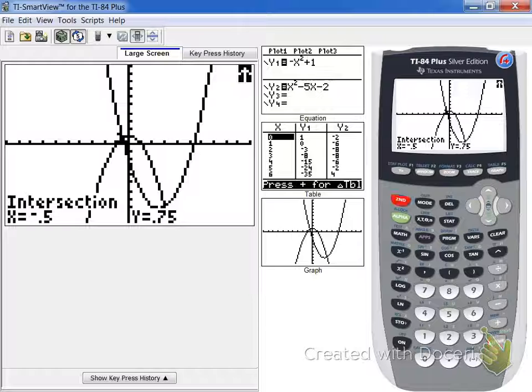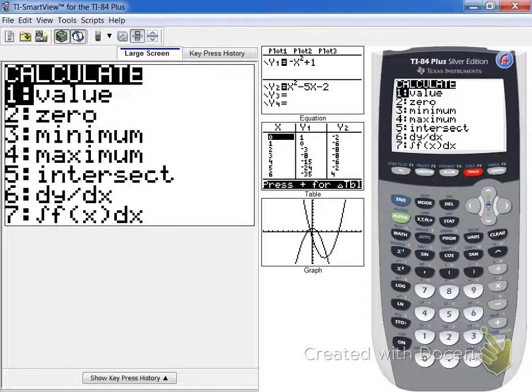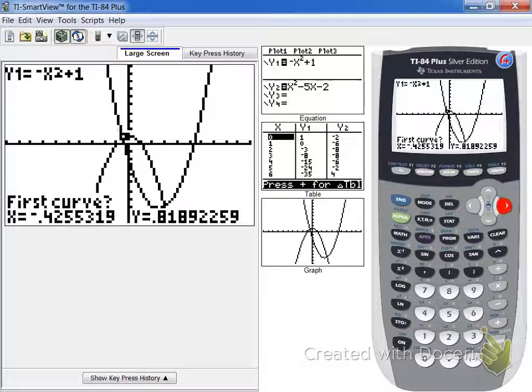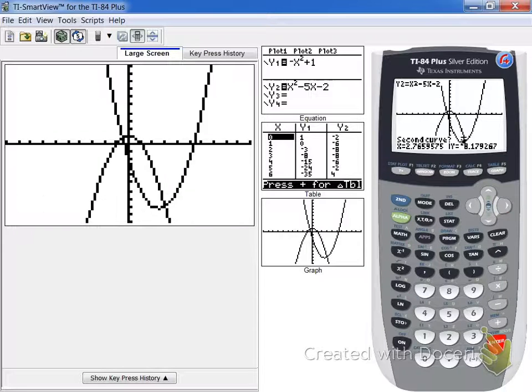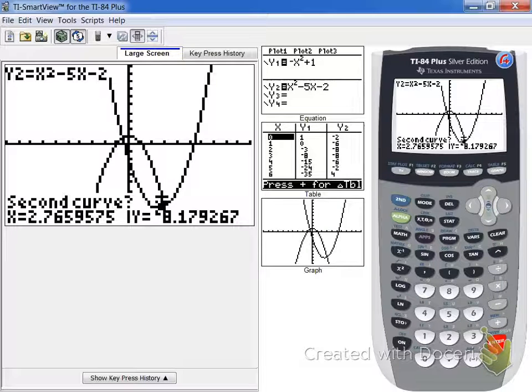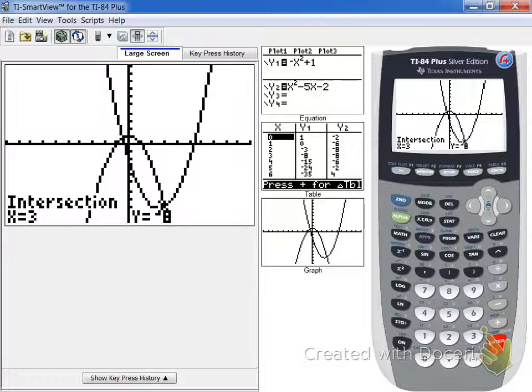Now, I'm going to have to go through the process again. So I press second calc, and then I press 5 for intersection, and it's asking for my curves again. I'm just going to move my cursor over here just for convenience, and we press enter, and it's asking for the second curve. We press enter again, and it wants us to make a guess. Now what's really important is that you guess close to the intersection point that you don't already know. And we see that our second intersection point is going to be (3, 8).